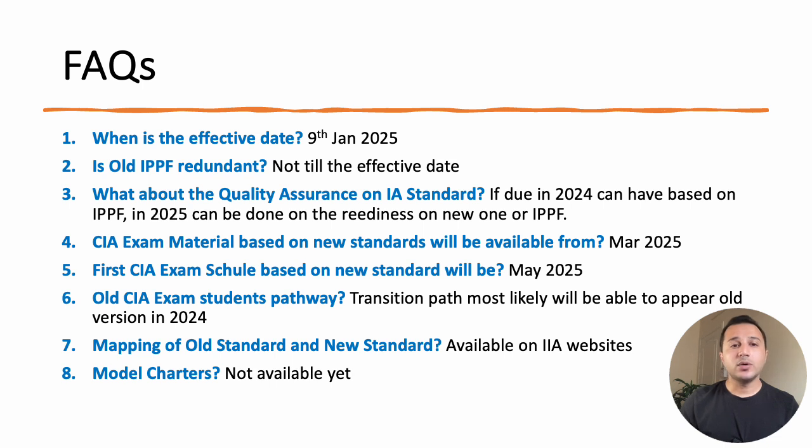Question number 6 is about CIA exam standards and students' pathways. If you are already in the CIA exam pathway, which means that you have passed part 1 and you are preparing for part 2, there will most likely be a transition period in which you will be given buffer time where you can appear in the old version, or if you choose, in the new version as you like. But post that grace period, most likely you would not have any option to appear in the old version, and that would happen somewhere post May 2025.